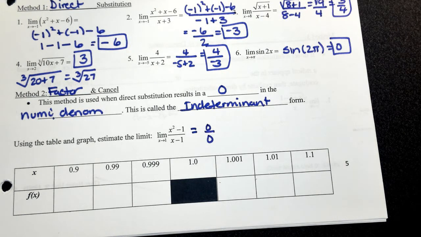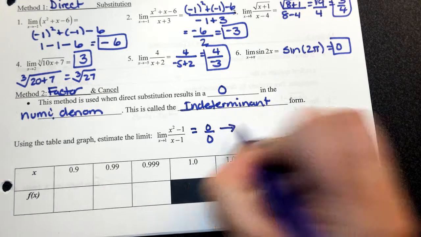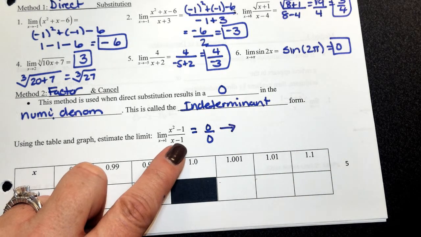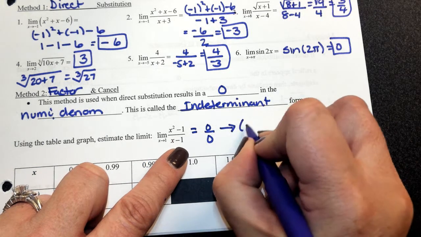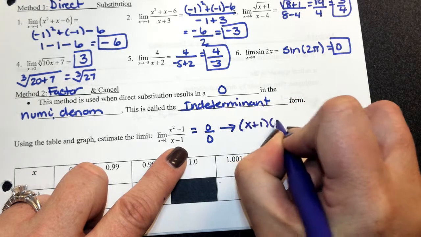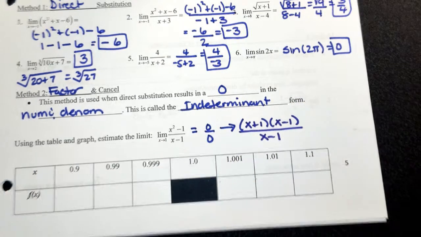Yes, I know that at x equals 1, this function is not defined. But it doesn't say anything about the limit. So this is where you want to check to see if you can do some factoring. Can you factor x squared minus 1? What does x squared minus 1 factor into? x plus 1 and an x minus 1, over x minus 1.